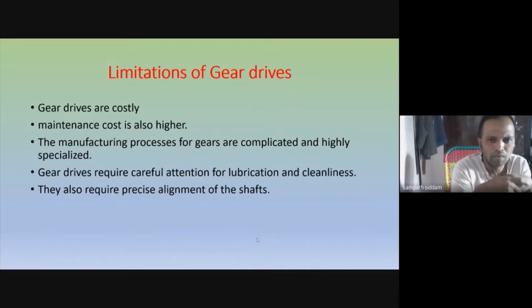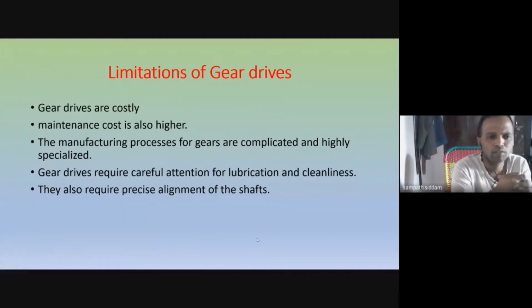Next, the manufacturing process for gear drives is complicated, obviously, which I told you. If you go with bevel gears or different kinds of gears, the manufacturing process is a little bit difficult. The manufacturing process which we generally use is hobbing. We will learn about the manufacturing process and how to do all these things in unit number 5.